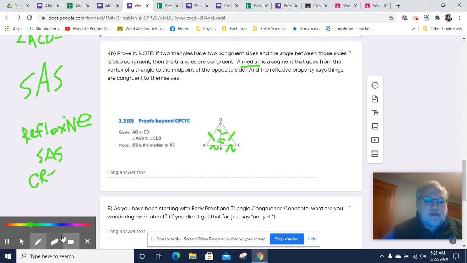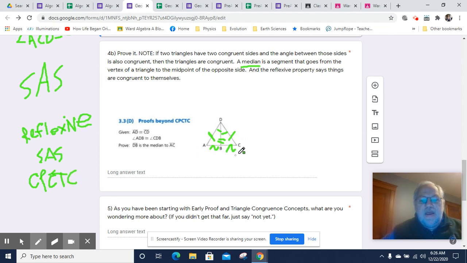Oh, no, that's not supposed to be like that. Corresponding parts of congruent triangles are congruent. If you've proven the triangles are congruent, every part of that triangle is congruent. So these two segments are congruent, and then we just have to use the definition of a median. If those two are congruent, then B is the midpoint, and this line does go from a vertex to a midpoint. So we're good to go on that one.